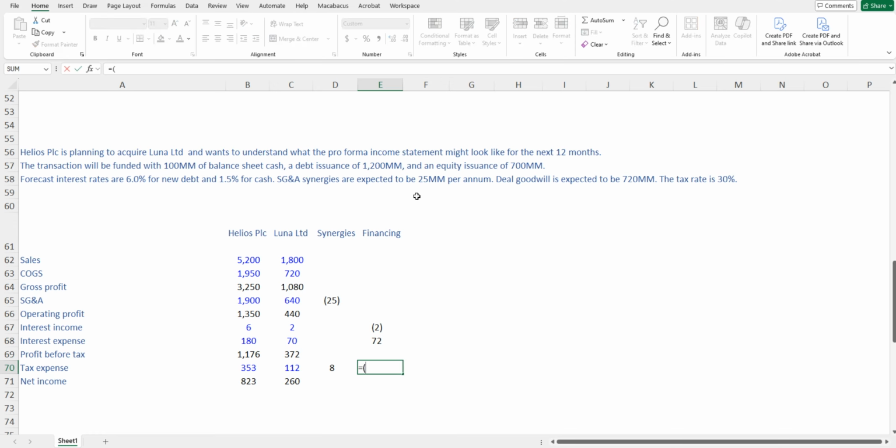So I want to sum up these two and multiply by 30%. That's your tax expense, and I make it -1.